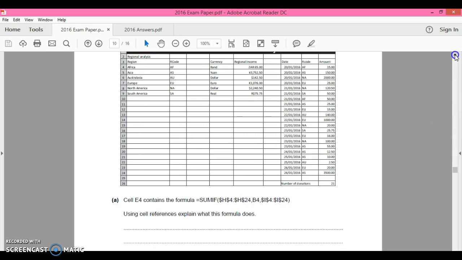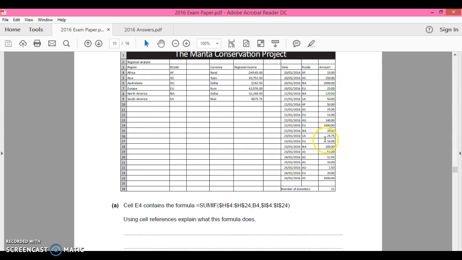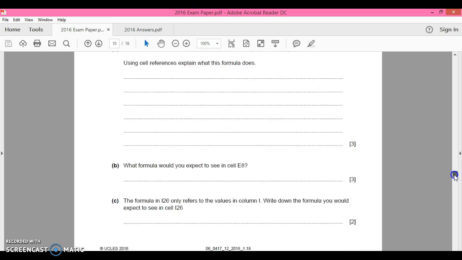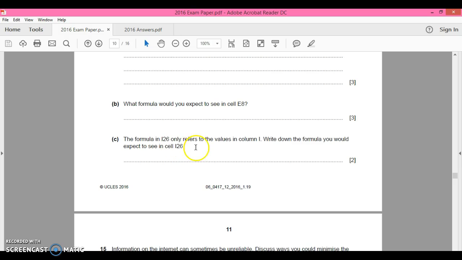So as you can see, this hasn't taken this entire column and totaled it. What it's done is count how many donations there actually are, okay, and they've already said here in the question, write down the formula you would expect to see in I-26, but the formula in I-26 only refers to the values in column I. So basically, in your answer, it's already told you that you need to put the cell ranges in column I. Okay?